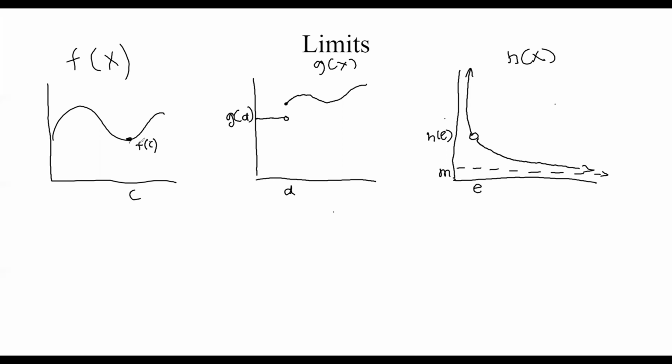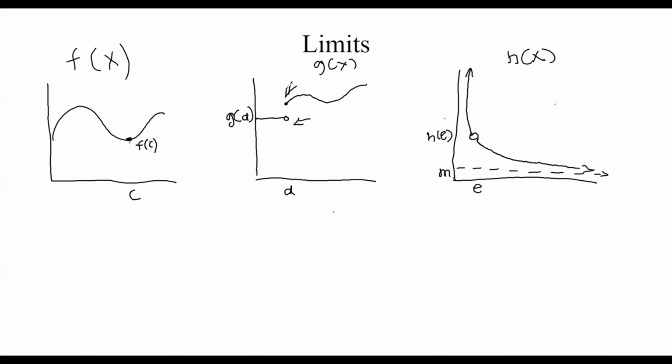If the value approached from one side is not equal to the value approached from the other side, then the limit is said to not exist at that value of c. For example, when we look at g of x, the limit as x approaches d from the left side is this value, while the limit as x approaches d from the right side is this value. Since they're not the same y value, then the limit at x equals d does not exist for g of x.